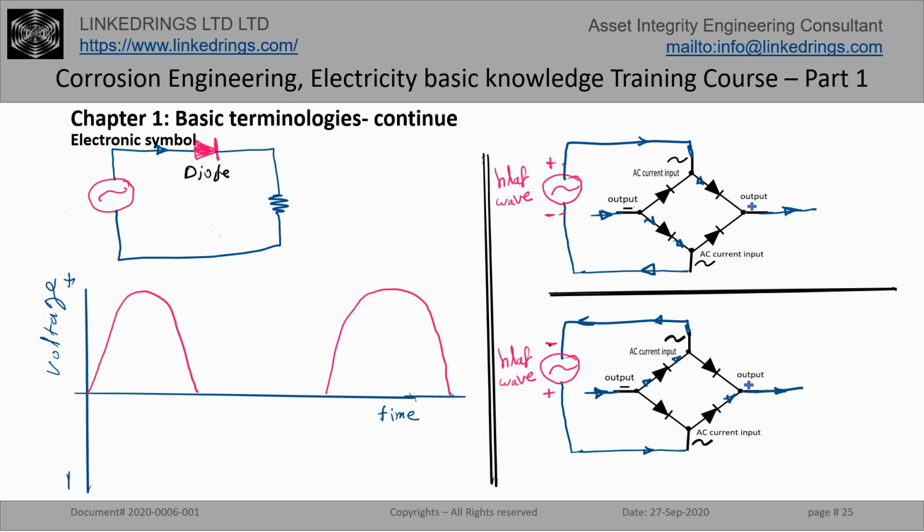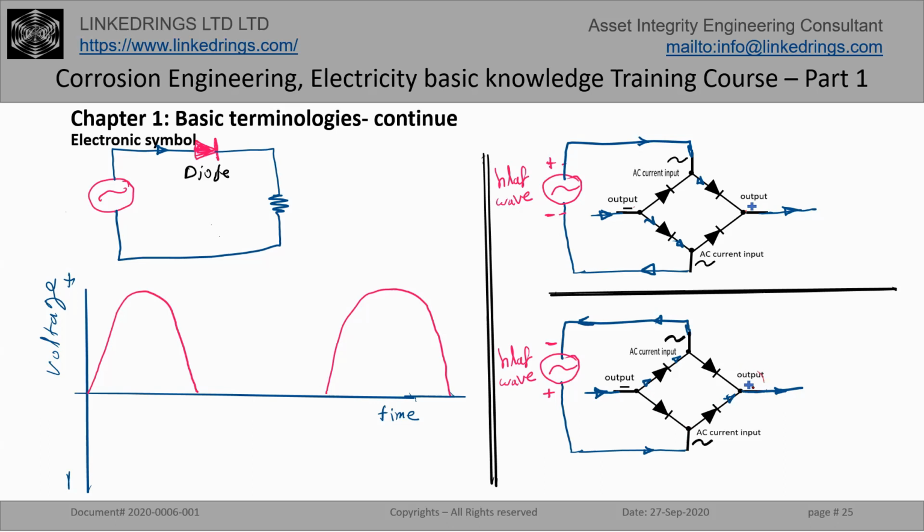During the other half wave, this side is negative and this side is positive. This side is negative, which means the current is going through here. And this side is positive, so the current will go from this way. The current cannot go here, so the current will go here. So this is again positive. So this side is always positive.